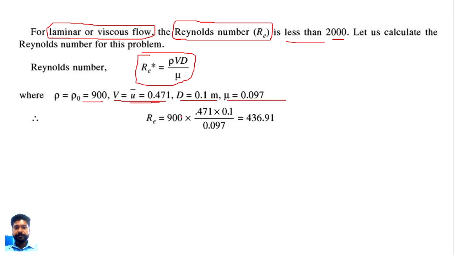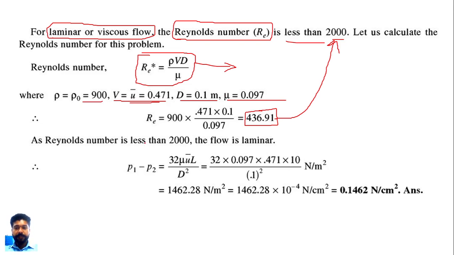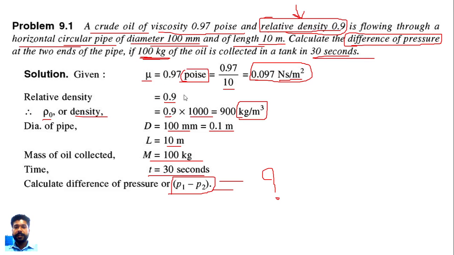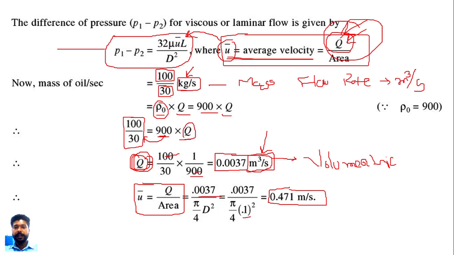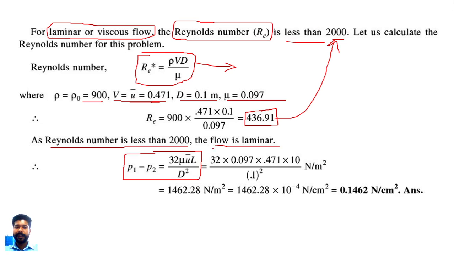So by putting all the values in this equation, we can find the value of the Reynolds number, and the Reynolds number is less than 2000, so we can say that this flow is laminar or viscous flow. Because the Reynolds number is less than 2000, the flow is laminar, so you can use the equation of pressure drop which was shown in this slide earlier: 32 mu u bar L by d square.